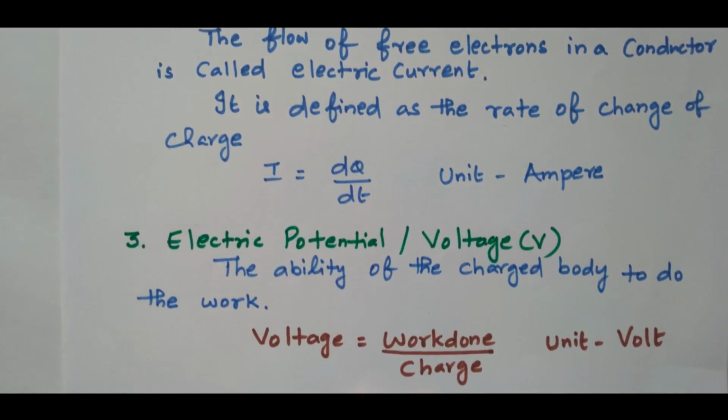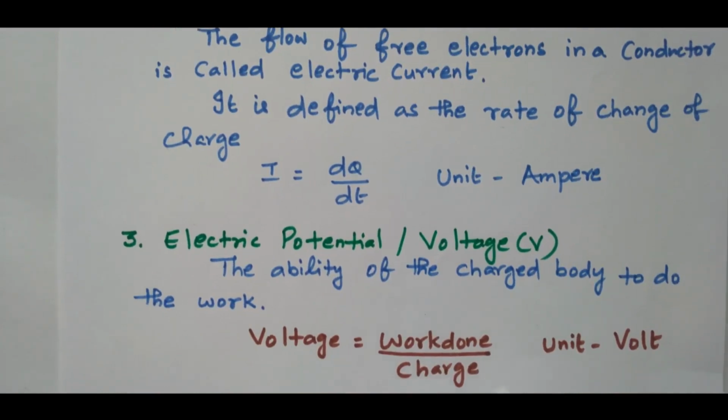That is called electric potential or voltage. What is that? The ability of a charged body to do work. How the electrons are moving, how many electrons are moving, that is the potential. It is the ability of the charged body to do work, either 10 electrons or 100 electrons. We say I have the potential to do this work. I am able to take 5 books, I am able to take 10 books. That is our potential. Similarly, here potential refers to the ability of the charged body to do work.